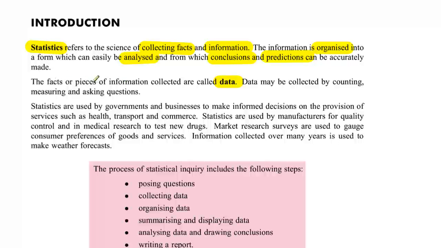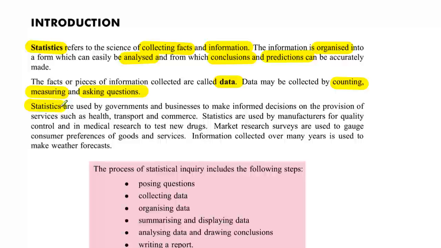So the facts or pieces of information are called data. We can collect them by counting things, by measuring, and by asking questions, which is one of the areas we're going to look at in this particular topic today.